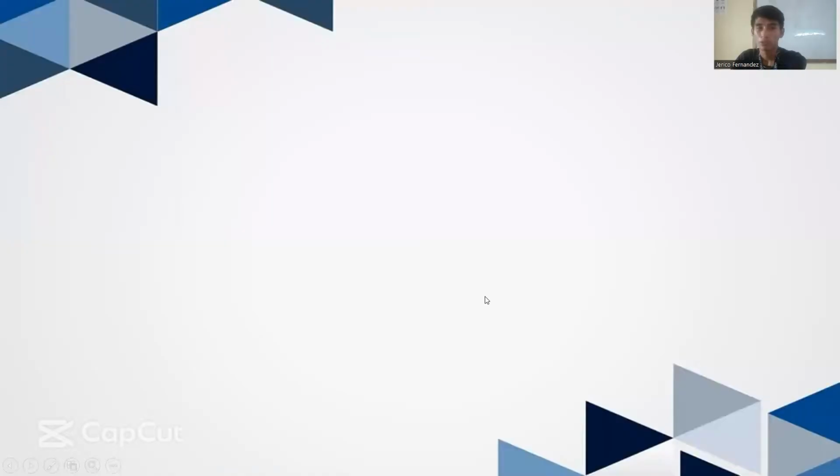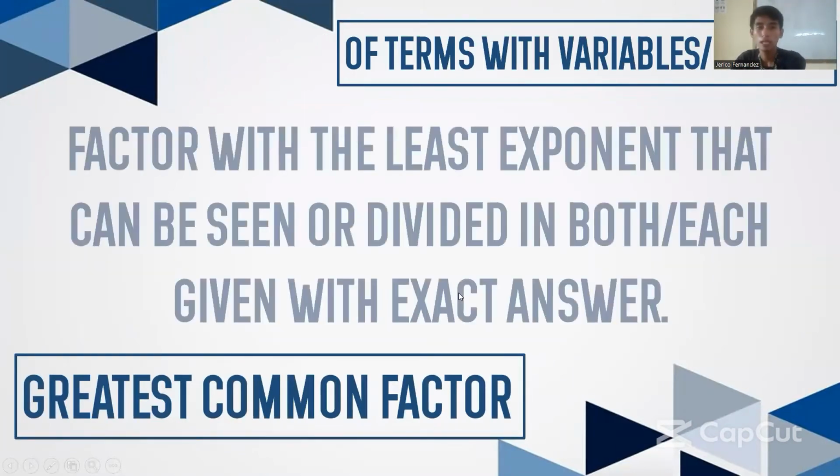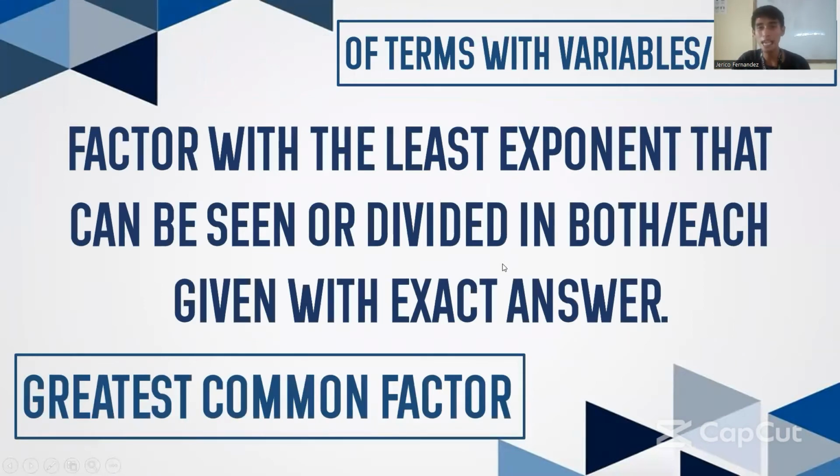Now, we have the greatest common factor of terms with variables. Yung may variables naman or letters. Paano natin malalaman yon? Factor with the least exponent. Yung may pinakamababang exponent na makikita mo sa or madidivide mo dun sa bawat given or bawat term kapag polynomial.